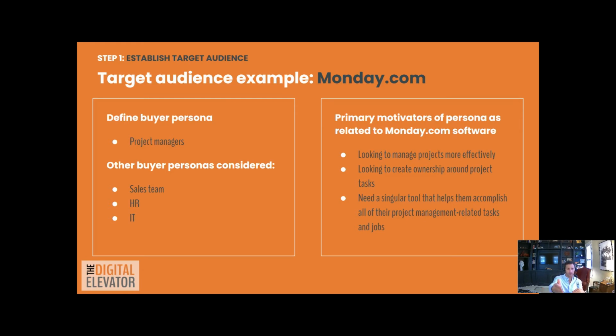All right, so primary motivators of the persona as related to Monday.com software. So who are these people, right? They're looking to manage projects more effectively, right? They're looking to create ownership around project tasks, and they need a tool that helps them accomplish all their PM tasks and jobs. That's what the software helps solve. That's what these people are looking for.